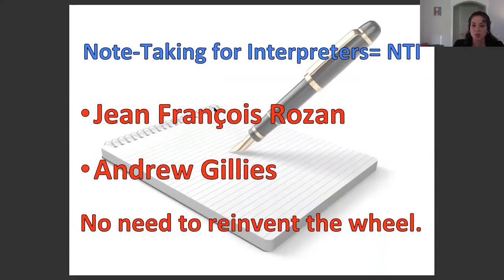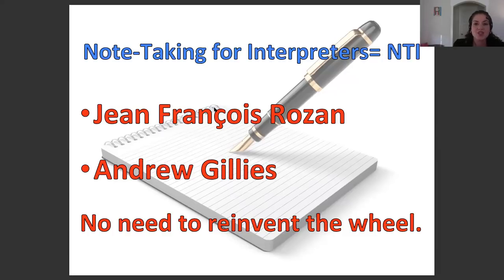So, note-taking for interpreters, we're going to refer to it in this course as NTI. We're going to be using the acronym NTI. Note-taking for interpreters and the things that you will see in this manual is not my invention. The two big forefathers of note-taking for interpreters are Jean-François Rozan and Andrew Gillies. Now, they started noticing that interpreters had certain techniques and certain symbols that they weren't necessarily sharing with each other, but that many different interpreters had the same techniques. And they started realizing they wanted to compile them. Each one has their own separate book, by the way. It's note-taking in consecutive interpretation and note-taking for consecutive interpretation. And this is in your manual, in your bibliographical references.